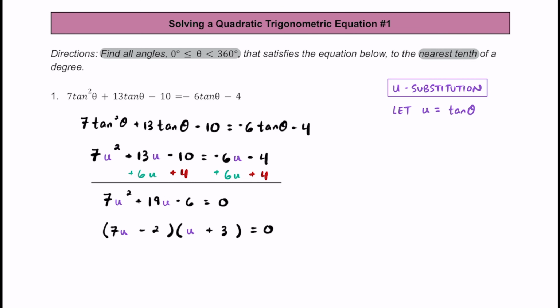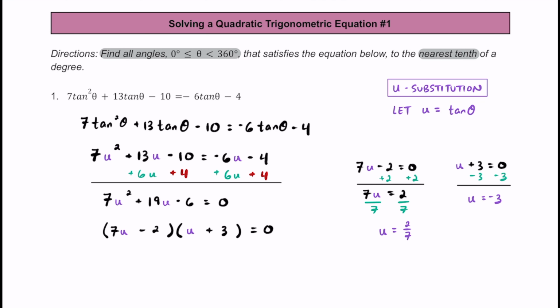Now to figure out what makes this equation true, let's set this binomial equal to 0 and then set this binomial equal to 0 as well. So I'm going to do that on the side. If we have 7u minus 2 and that's equal to 0, we can add 2 to both sides of that equation. So we get that 7u is going to be equal to 2. And then if we divide both sides by 7 here, we find that u is going to be equal to 2/7. And for our other binomial, we have u plus 3, and that's equal to 0. If we subtract 3 from both sides of that equation, we find that u is equal to negative 3.